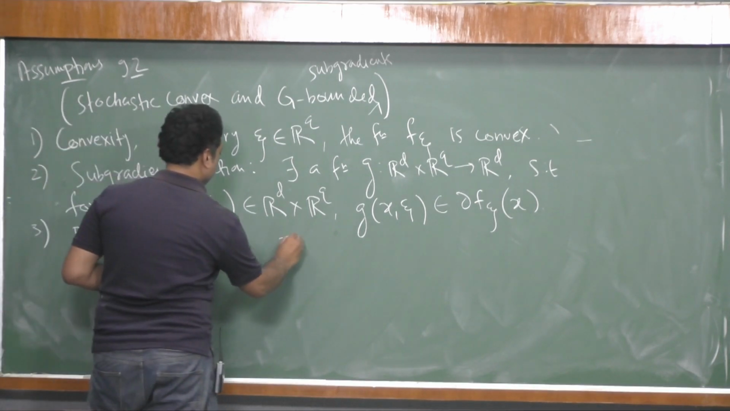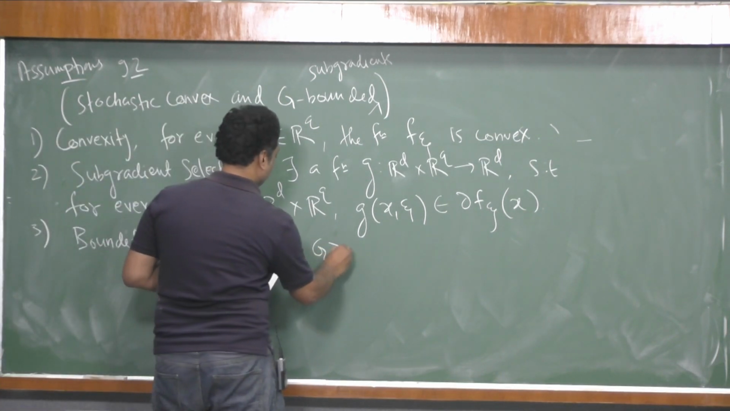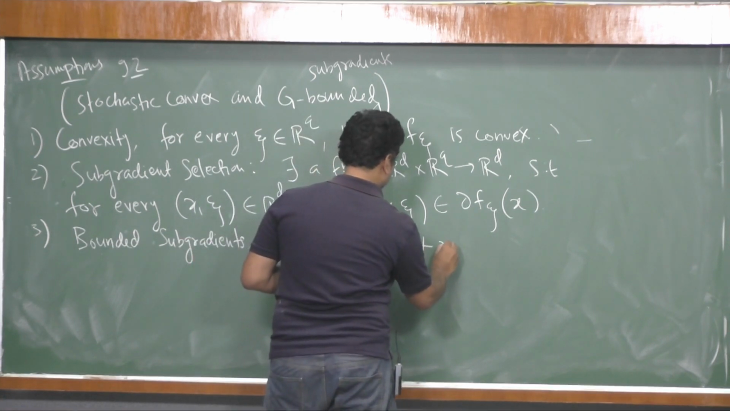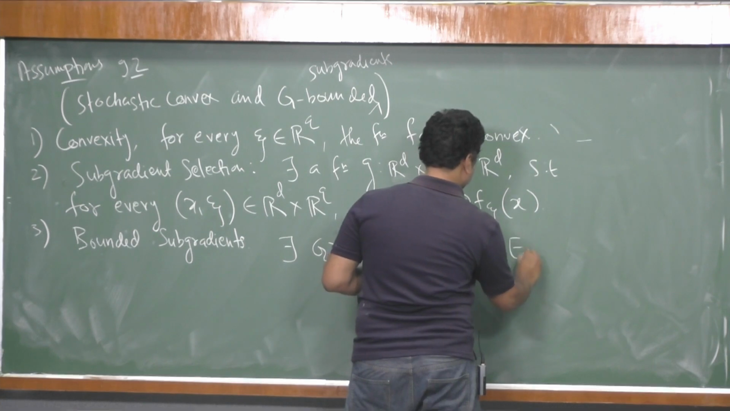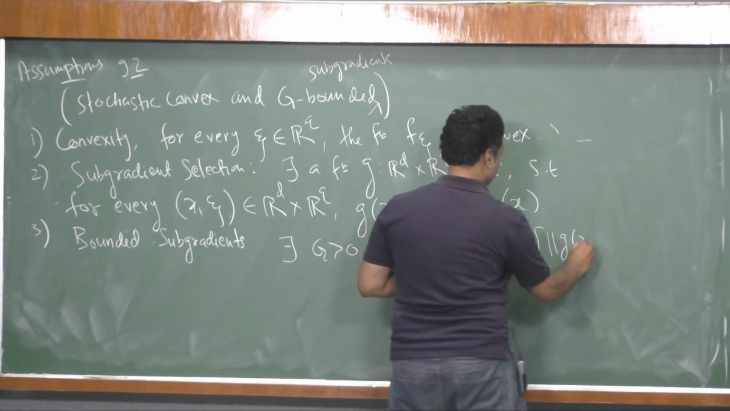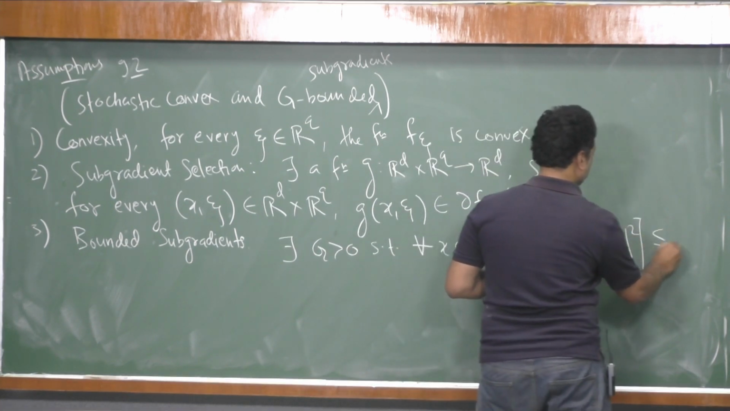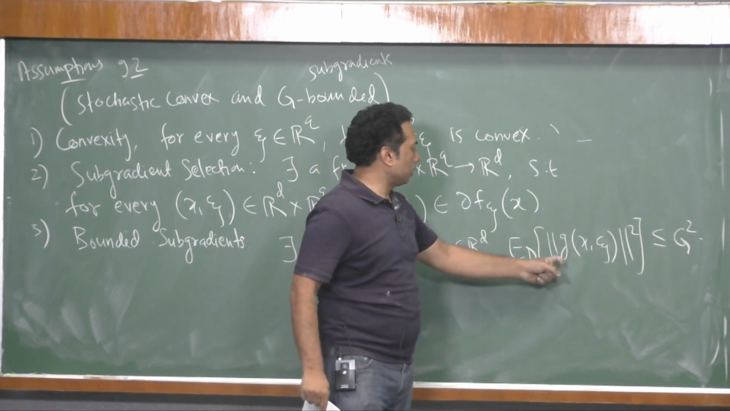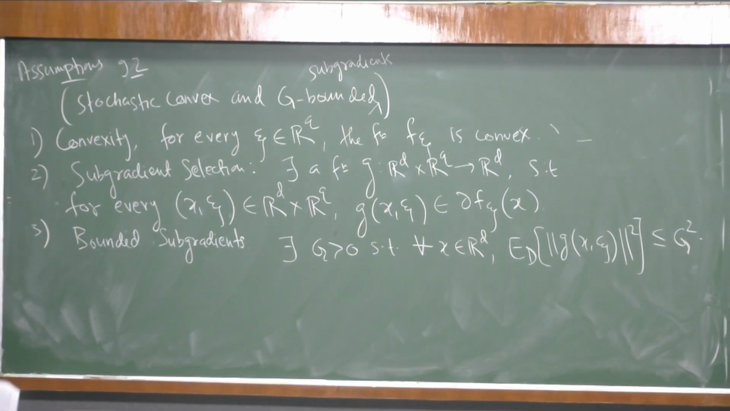So this says, as the name suggests, it's about bounded subgradients. There exists G greater than 0 such that for all x in R^d, the expectation with respect to D of the norm of g(x, xi) is less than or equal to G squared. So essentially what we are saying is that on average the subgradients that we are computing are bounded. Okay.